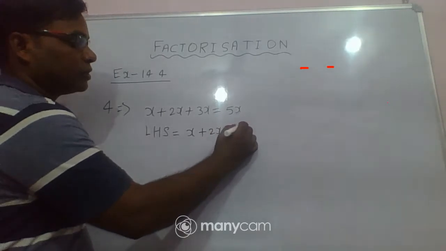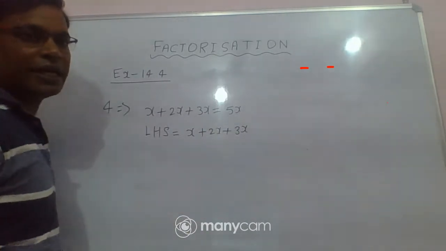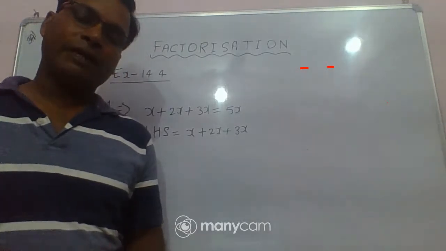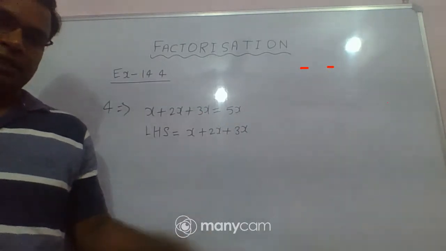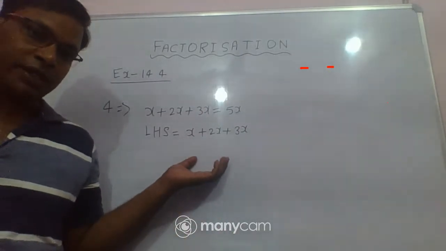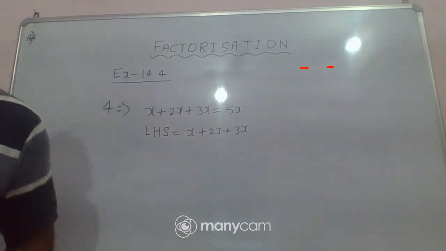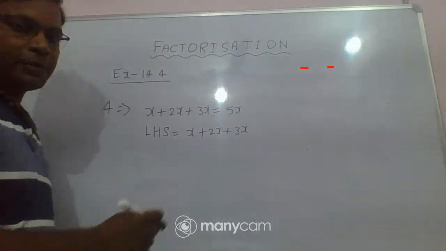So the left hand side is equal to x plus 2x plus 3x. You can see these are all like terms. If the terms are like terms, then we can add or subtract them. We add or subtract only the coefficients of the variables. So here you can see, what is the variable? Tell me.